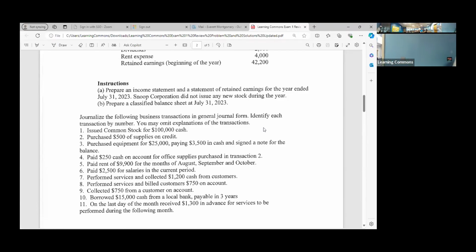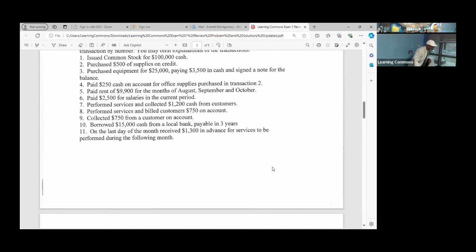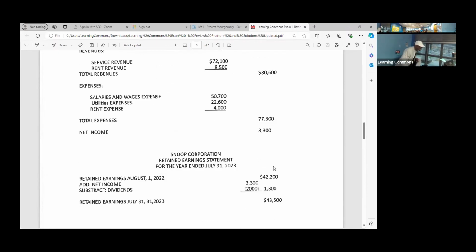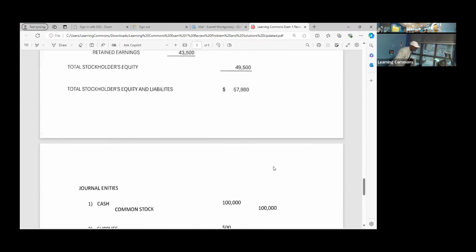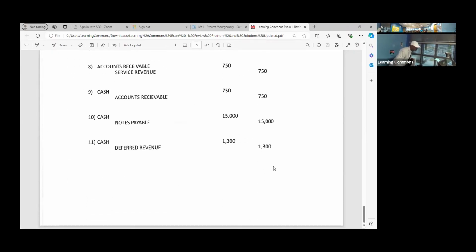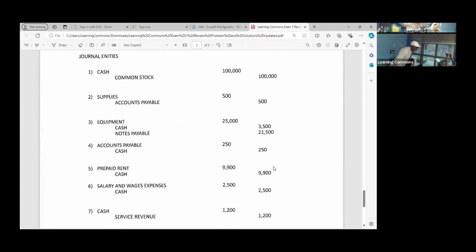You issue common stock, which means let's go down to it. See that? Most of y'all got that one? So you got a debit to cash, and you got a credit to common stock. So y'all, you guys are okay with number one? Common stock is credit.